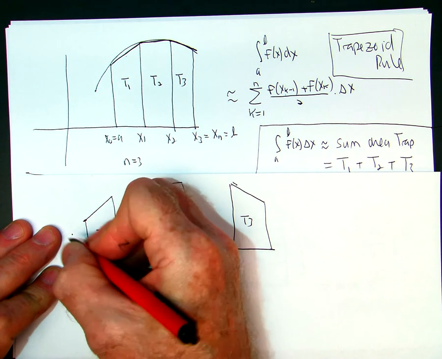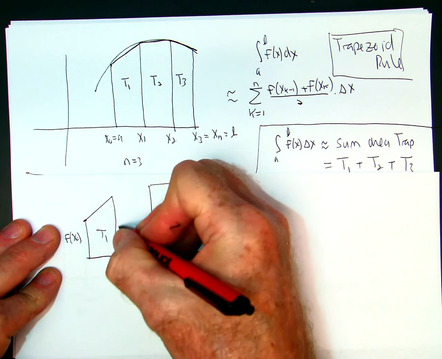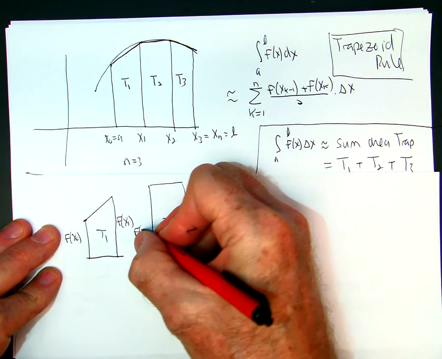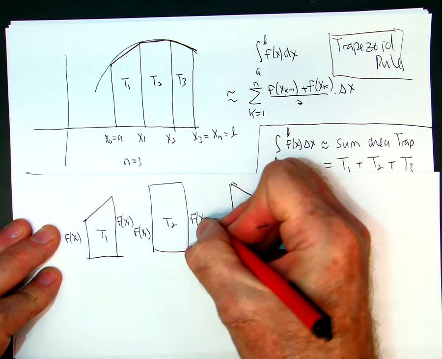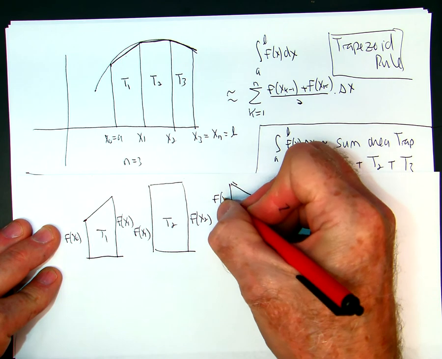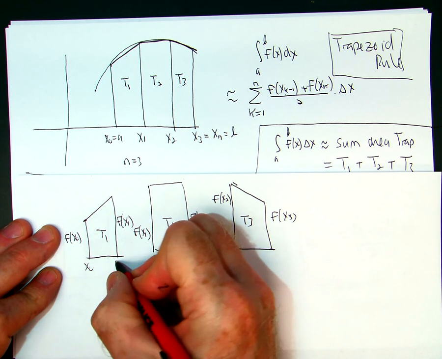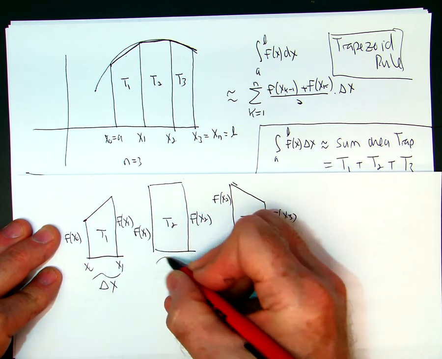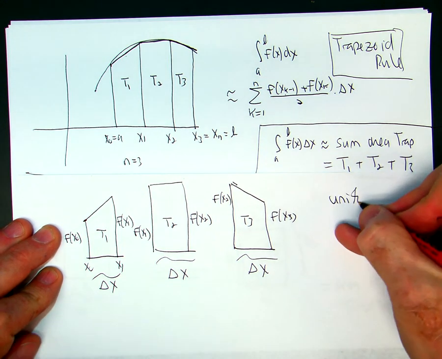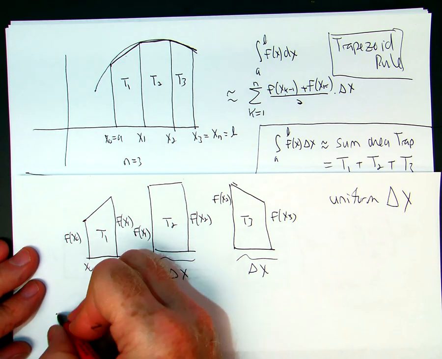So here's going to be the first height right here. That's going to be f of x0. Over here, f of x1. Over here, same height, f of x1, f of x2 over here, this height. And then here, these heights are the same in this height. Now, this is x0, x1, that's delta x. Again, as I mentioned in class, we're using uniform delta x.